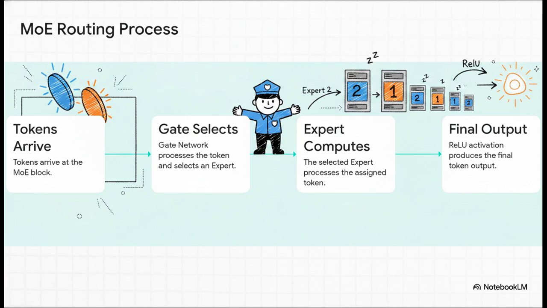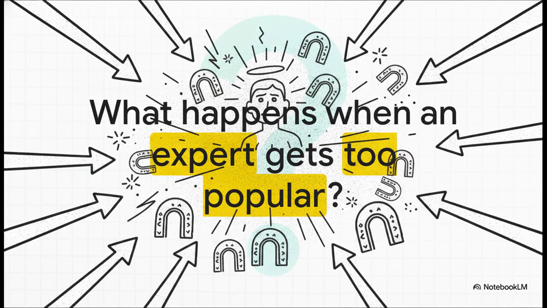Step 3, those specific experts actually process their assigned tokens. Now listen, here is the real magic of this whole system. While experts 1 and 2 are grinding away doing heavy matrix multiplications, experts 3 through 8 are completely dormant. They're just sleeping, drawing essentially zero compute power. Finally, step 4, a ReLU activation function processes those outputs into a final result. But what happens when an expert gets too popular and everyone wants it?